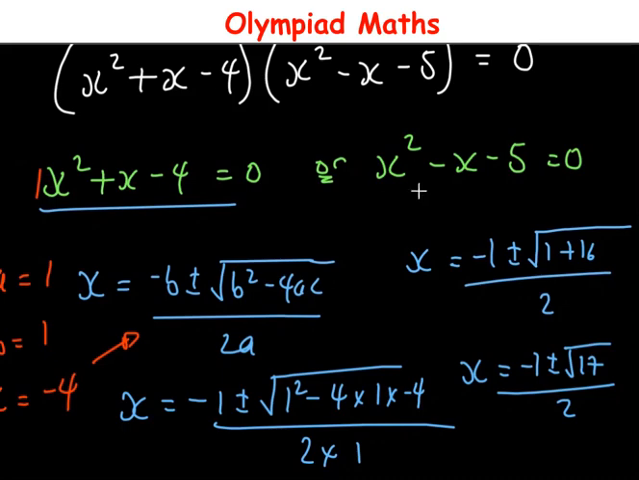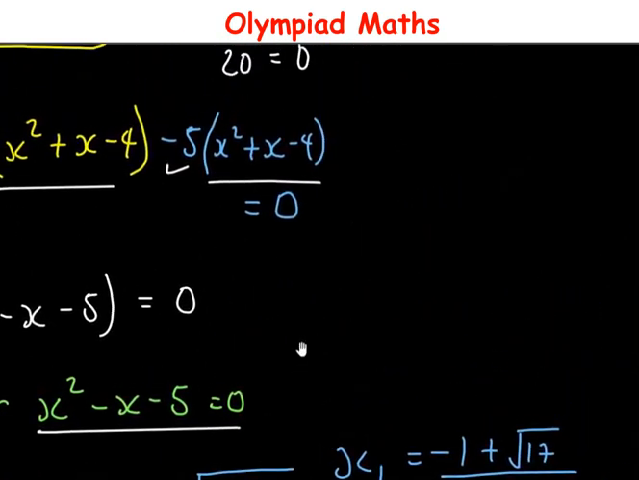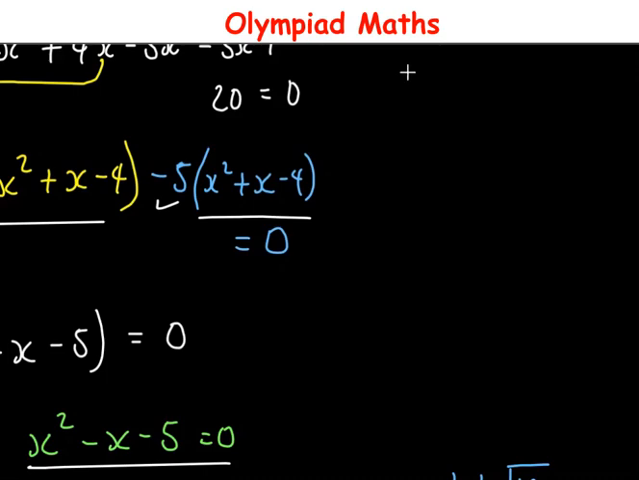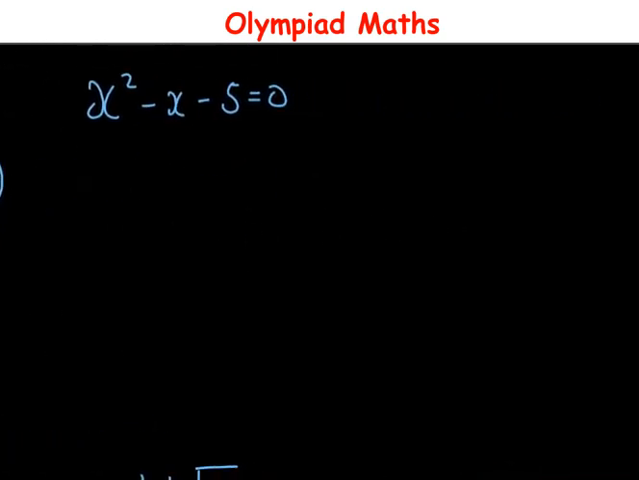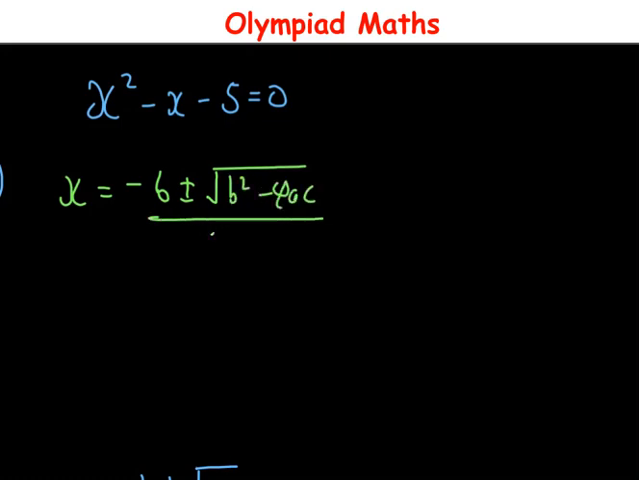Okay, what of this other equation? Let us solve for the value of x. Also, this is a quadratic equation. So we have x squared minus x minus 5 equals 0. Solving this, making use of the quadratic formula, x equals minus b plus or minus square root of b squared minus 4ac all over 2a. In this case, the value of a is the coefficient of x squared, which is 1. The value of b is the coefficient of x, which is minus 1. The value of c is the constant, which is minus 5.